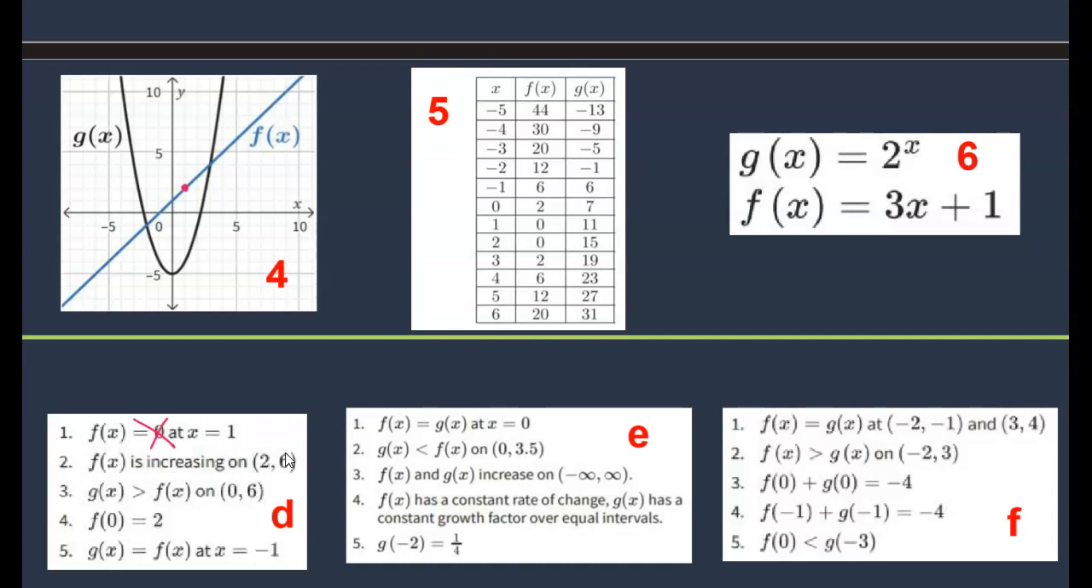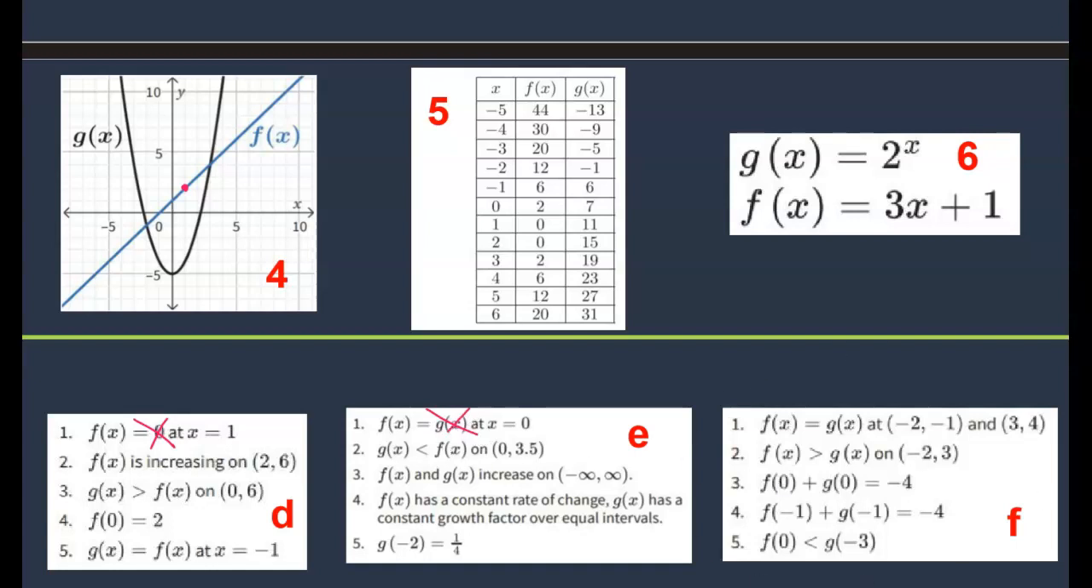Okay, how about part E? Let's look at 4 compared to these features. F of x equals g of x at x equals 0. Is that true? Well, okay, let's go to the x-axis, x equals 0. Do f of x and g of x equal each other here? No, they don't intersect. They're at different y values. So no, this is also not true.